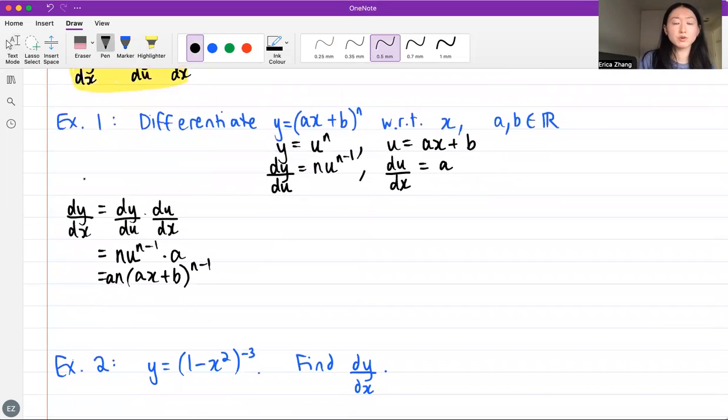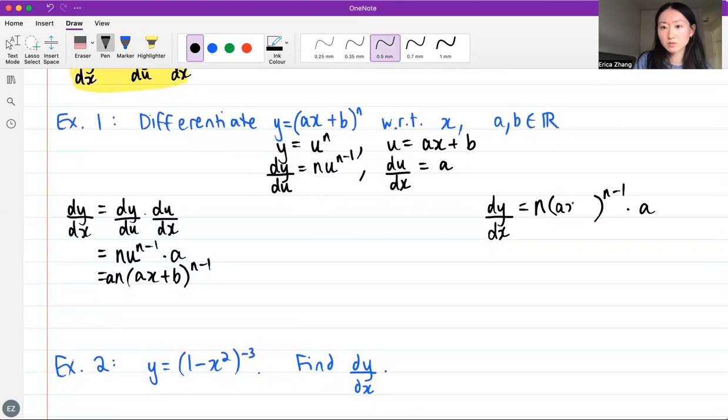Now, to save time, you don't always have to write down all of these y, u, dy du, du dx. As you gain practice, you will be able to look at the original function and immediately say, I'm first going to treat the bracket as if it were x. So power rule, right? n times the thing inside the bracket to the power of n minus 1. And then chain rule, so derivative of the inside, that's just a. Okay, and then whatever was inside the bracket, we'll just write down here.